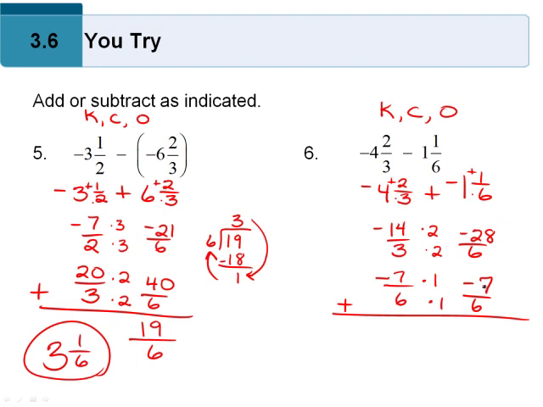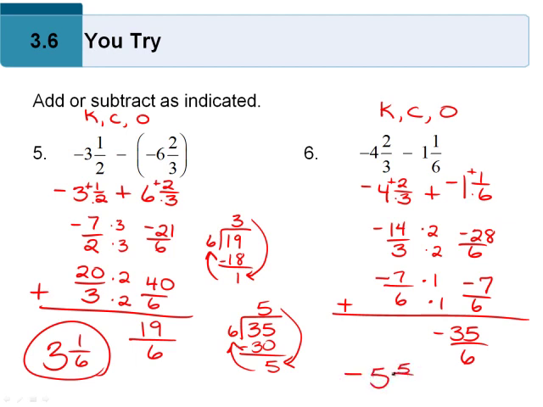All right? Now, be careful. The two numerators have the same sign. They're both negative. So the rule, add and keep the same sign. So that would be negative 35 over 6. So we need to write that as a mixed number. 35 divided by 6 goes 5 times. 6 times 5 is 30. And you have a remainder of 5. So your mixed number is going to be a negative 5 and 5/6. And that would be it.